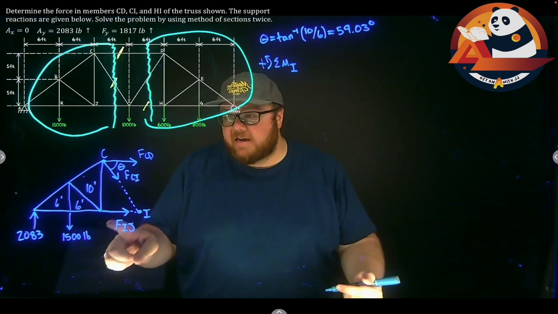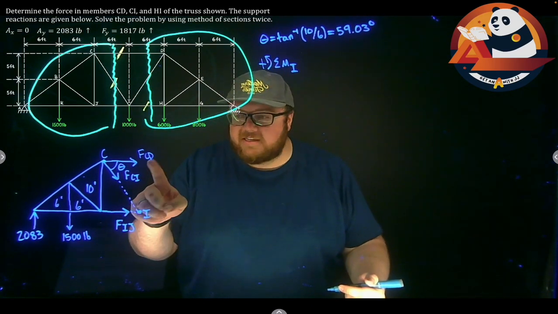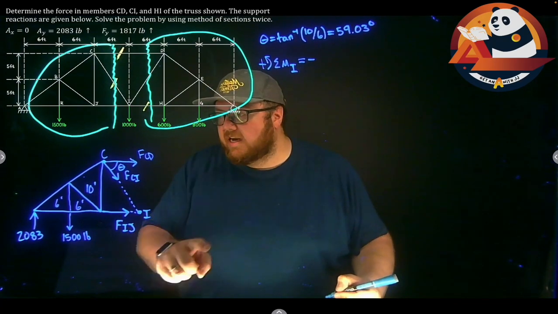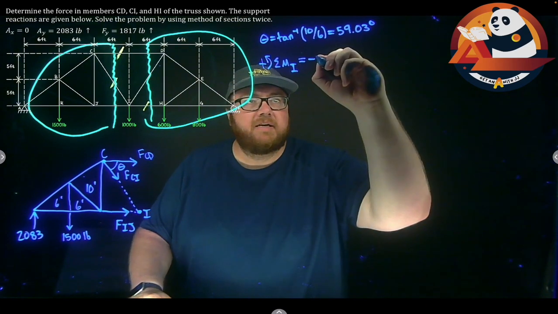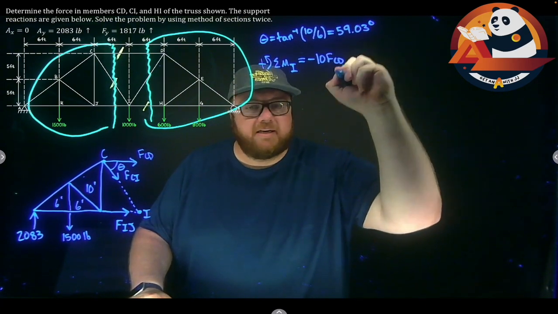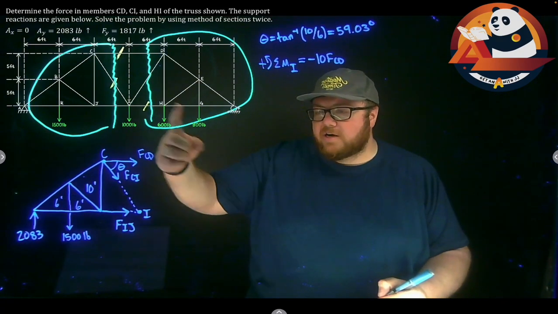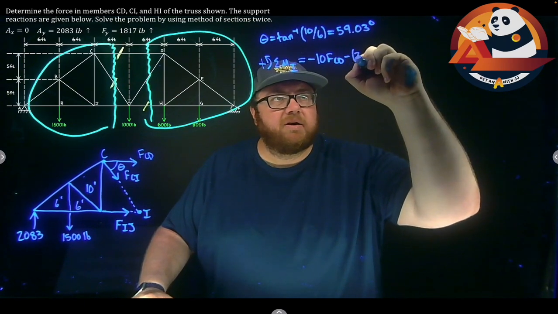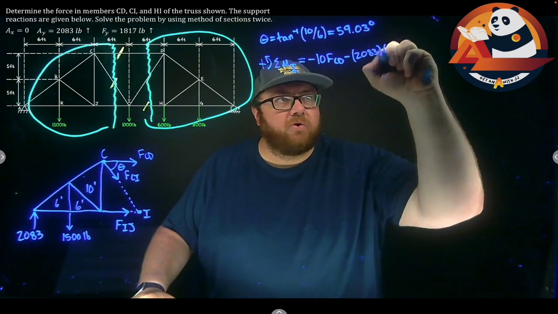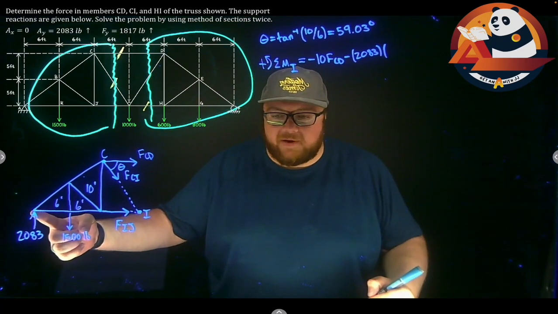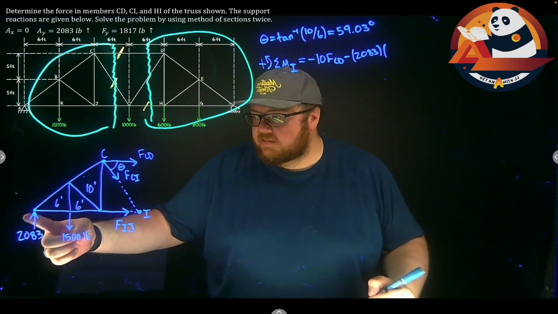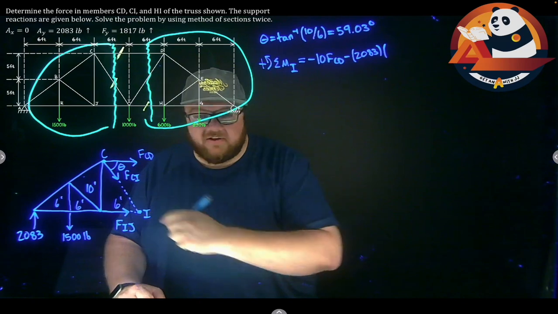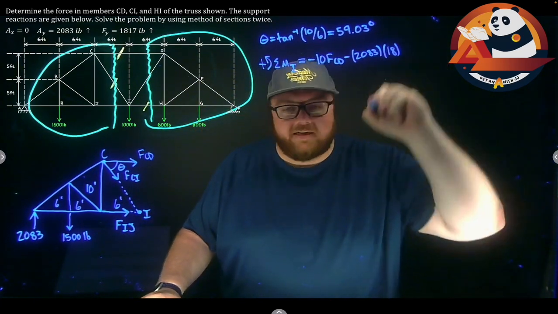So with positive going counterclockwise, summing my moments about point I, I eliminate 2 of these in here. FCD will cause a negative rotation. So this is equal to negative FCD, and the distance is our vertical distance, 10. Negative 10 FCD. Our 2083 would cause a clockwise rotation, so I'll subtract it off as well. Minus 2083 force times distance, which would be 6 plus 6 plus one more 6, is 18, times 18.